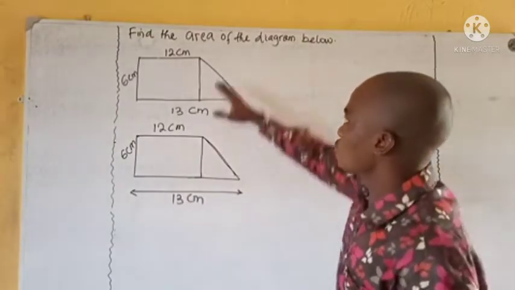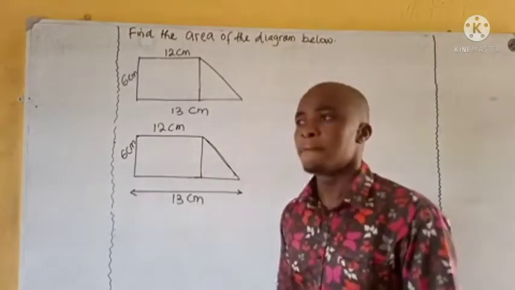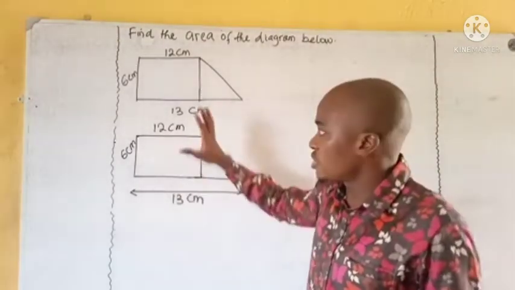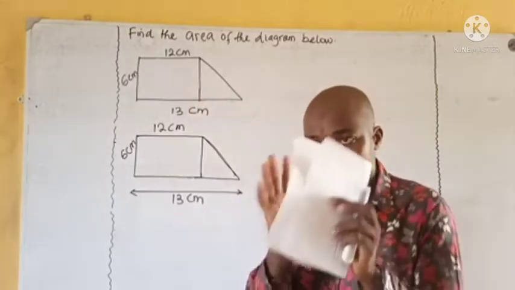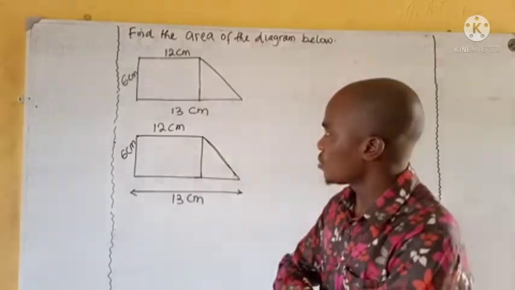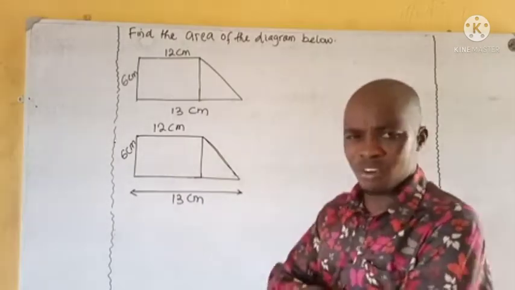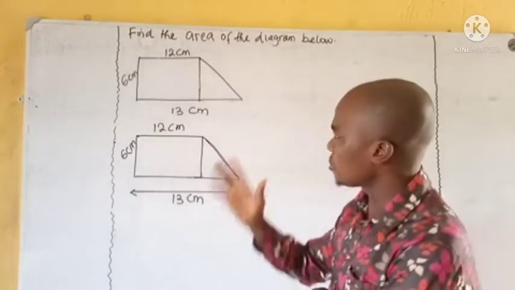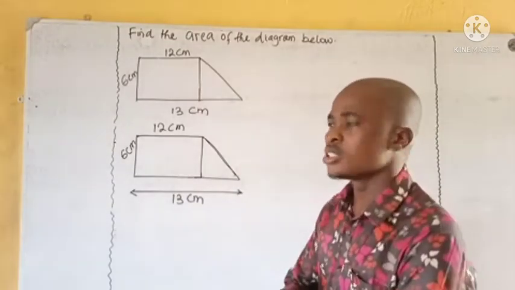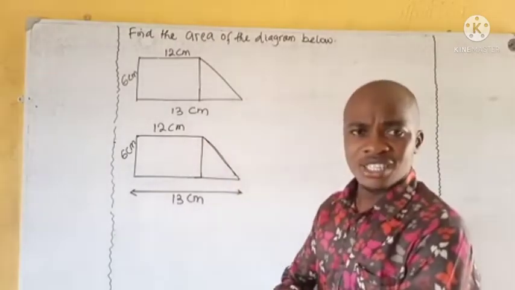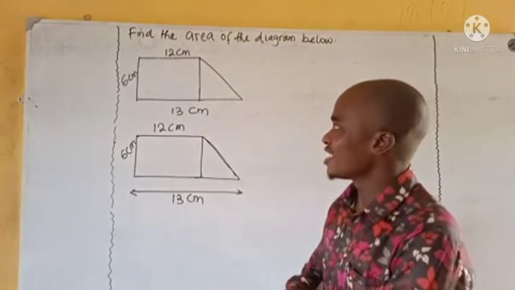So now, when they ask you to find the area of this diagram below, as you can see, we are not given the particular name for this diagram, but you need to figure it out very well and say, wow, which type of shape is this? Are you getting now? I don't think this should be a problem.